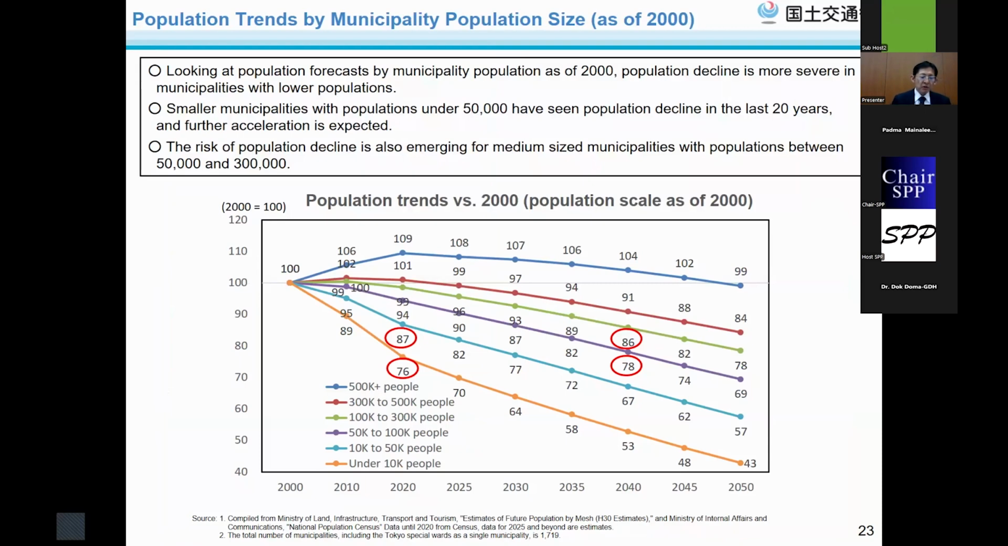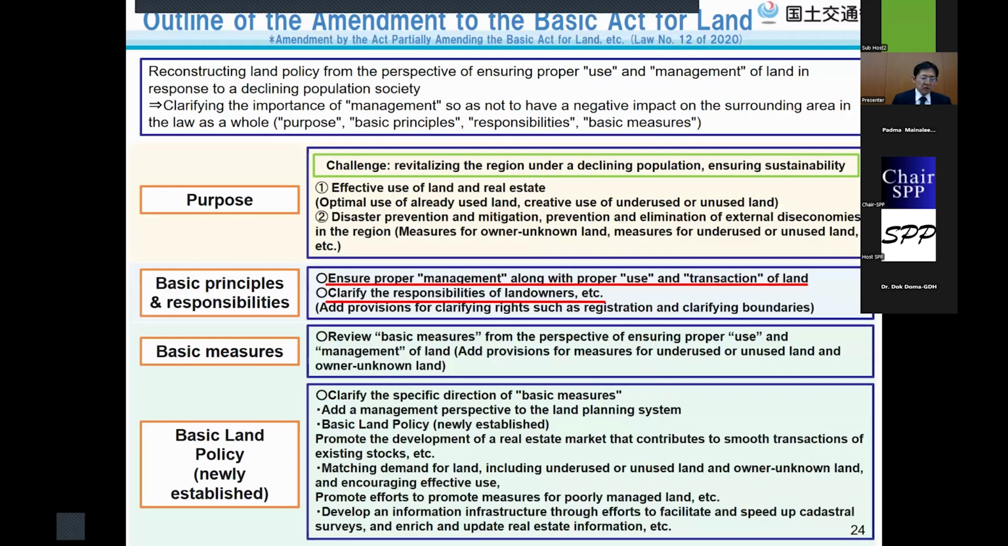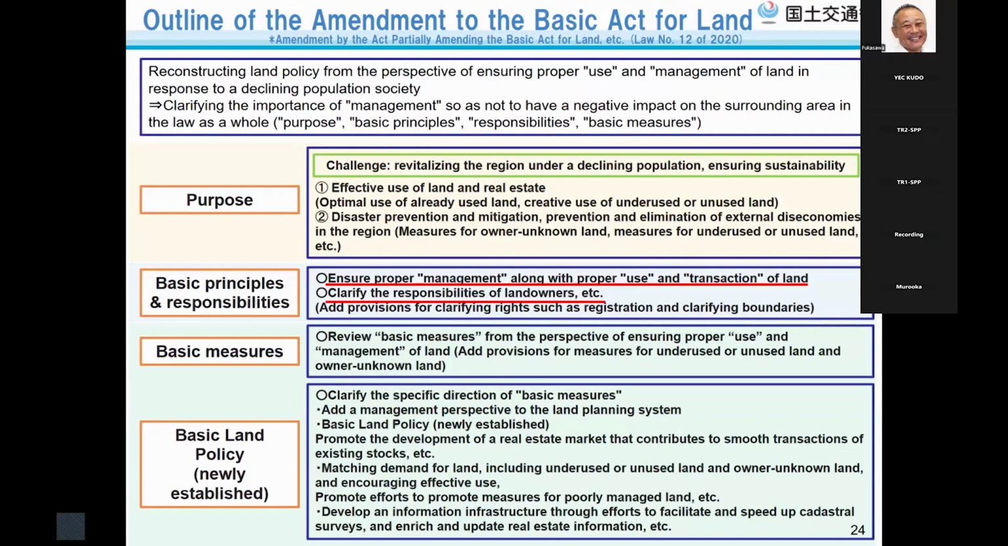So the population trends are much exacerbated in the regions, because if you look at the population forecast by municipality, population decline is more severe in municipalities with lower populations. And if you look at the outline of the amendment to the basic land law, up to now it was a law for the appropriate usage of land. As we are seeing declining population, the perspective of appropriate management of land has become a priority, and that is why we had to amend the basic land law.